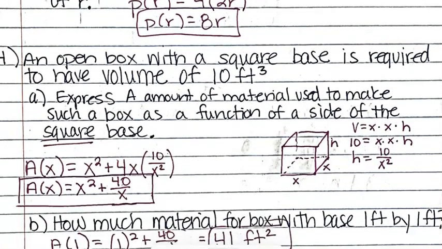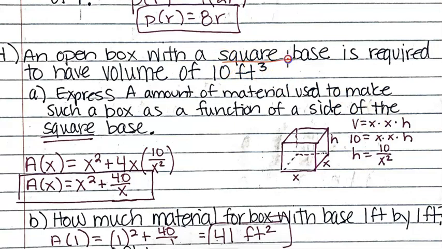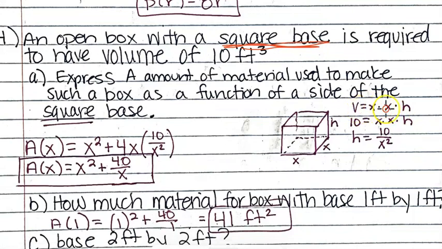24, it says it's an open box with a square base. This is the key. If you did not read that word square, you would have some problems here. It says it's supposed to have a volume of 10 cubic feet. So I wrote out over on the side here how we would find volume. We know that the base has to be x by x because it's a square.